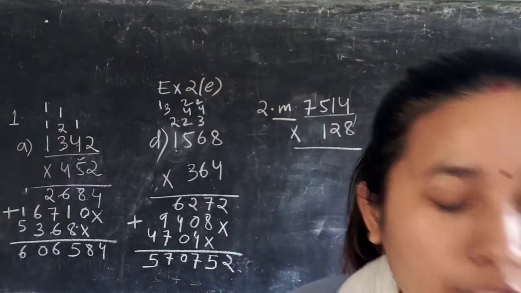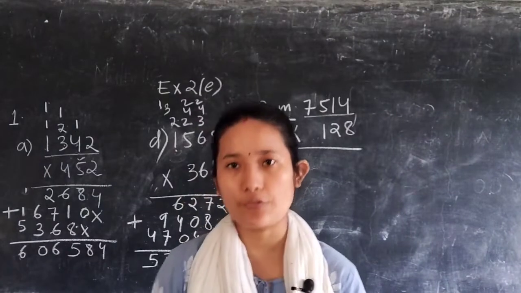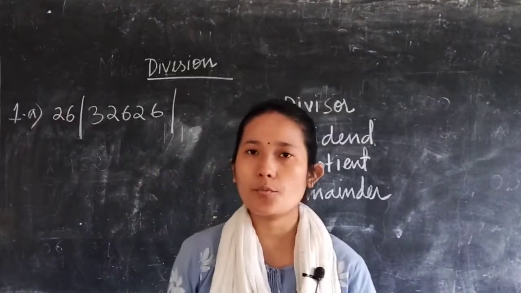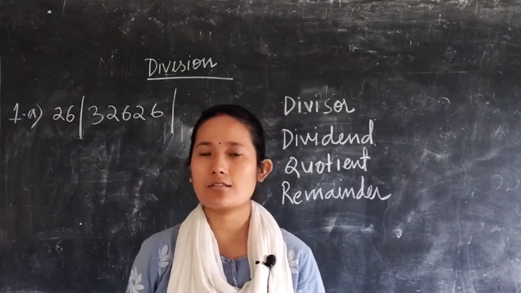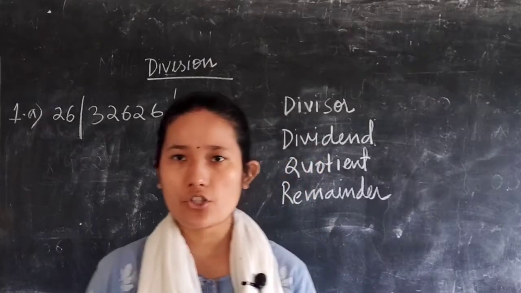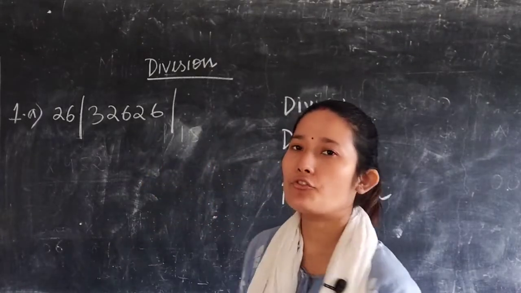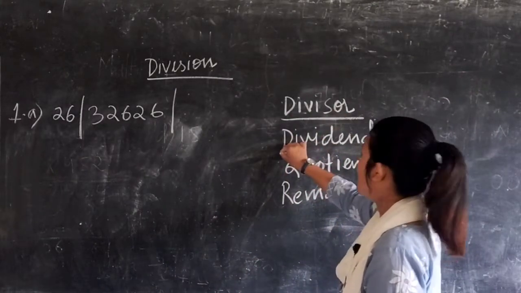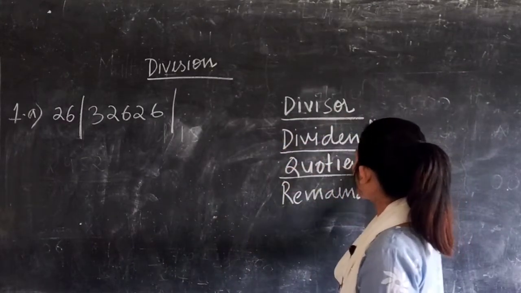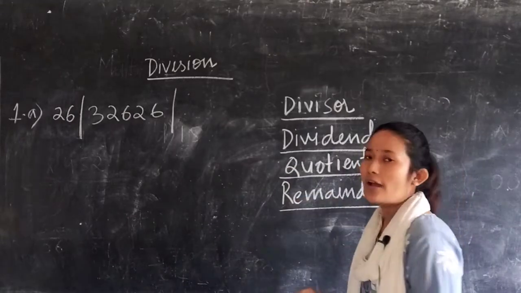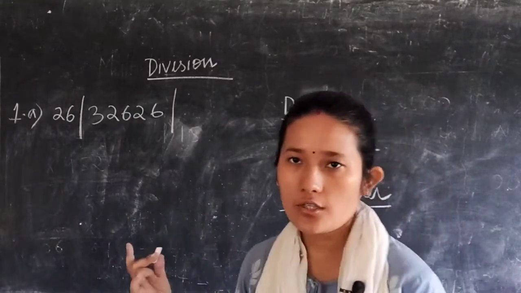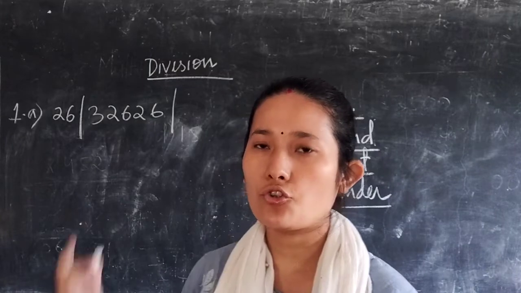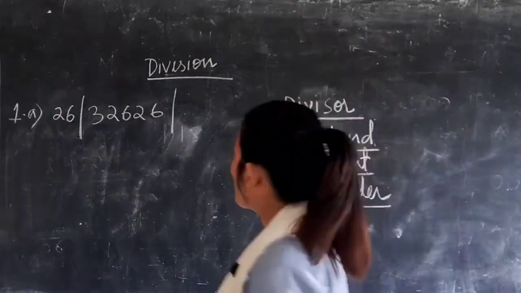Now we will start with another operation, that is division. Okay, so let's move on to the next and the last operation, that is division. Now in division we have to understand a few terms, like divisor, dividend, quotient, and remainder. So I will show you one division, and along with that I will explain these few terms.